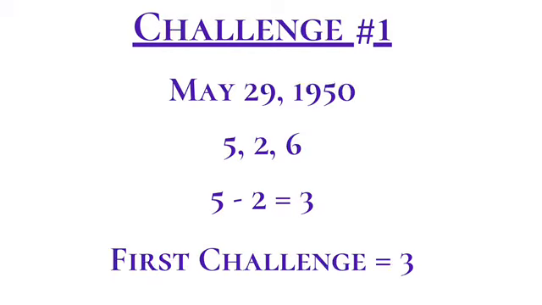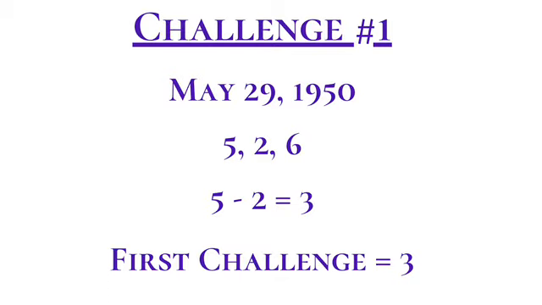So to get your first challenge number, you first have to reduce the month, day, and year of birth into single-digit numbers, the way you did to find your life path number. But in this case, master numbers such as 11, 22, and 33 are reduced to a single digit also. So taking the above example, May becomes a 5, 29 becomes a 2, and 1950 becomes a 6. Now the birth date has been reduced to numbers 5, 2, and 6.